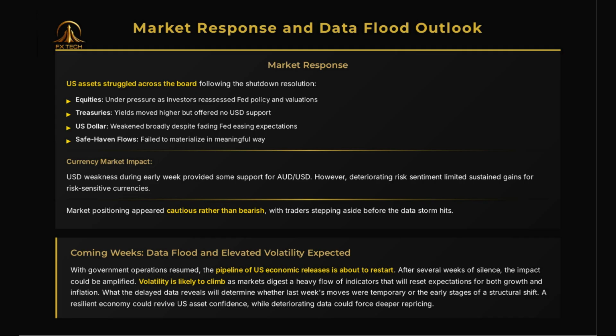Looking ahead, with government operations resumed, the pipeline of U.S. economic releases is about to restart. After several weeks of silence, the impact could be amplified. Volatility is likely to climb as markets digest a heavy flow of indicators that will reset expectations for both growth and inflation.